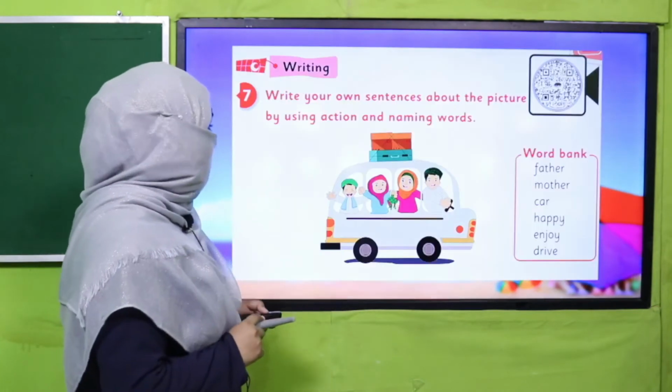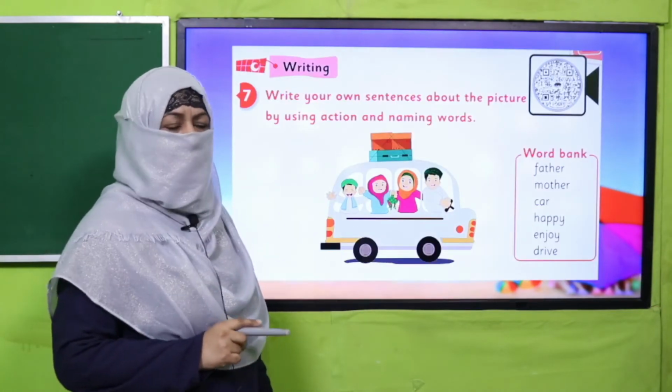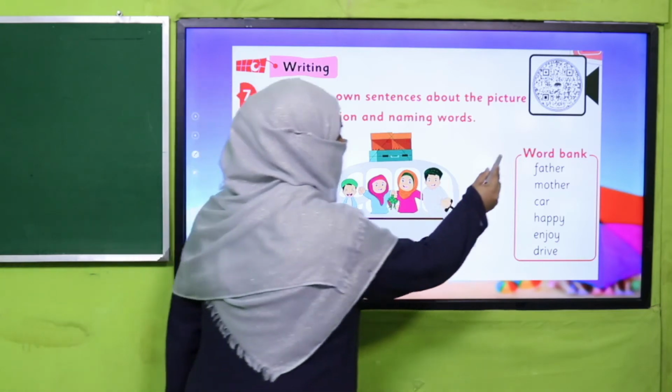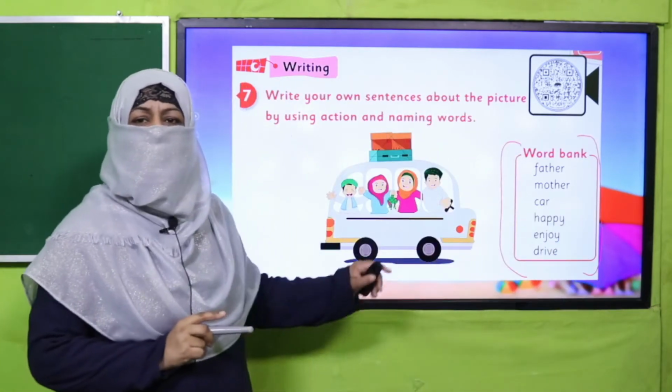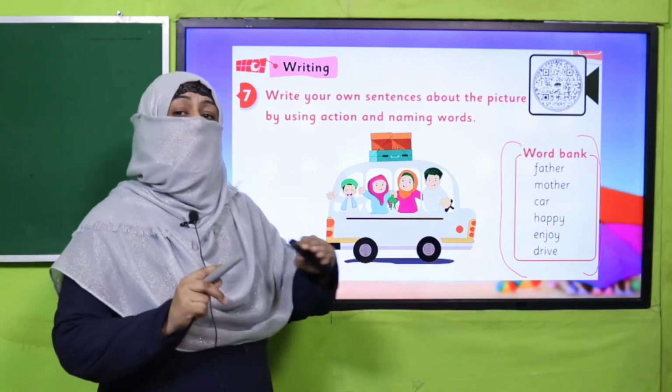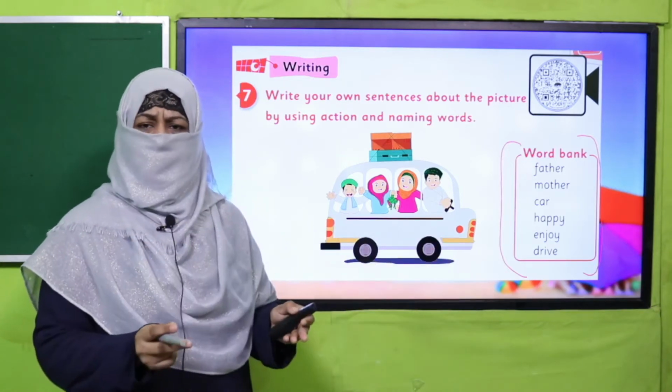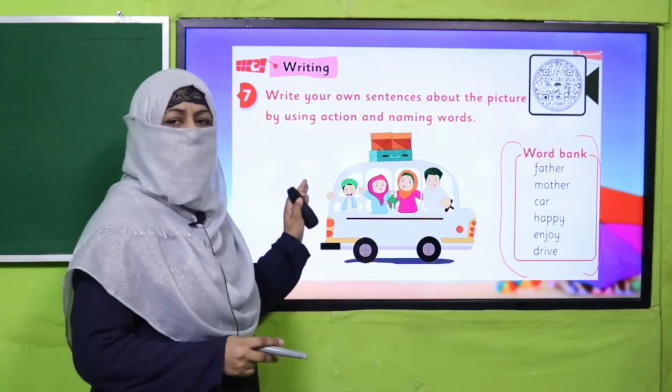And what the activity is, this picture is given in your book. What you are going to do, there is a word bank as well. There are few naming words and action word given in this word bank. And I would suggest use more than that. Okay, and talk about this picture.